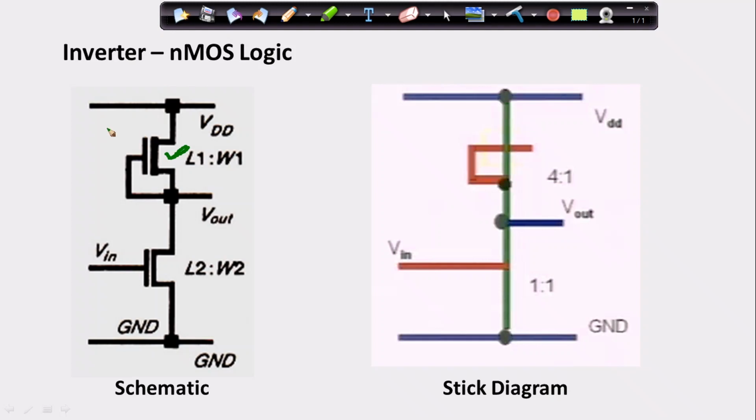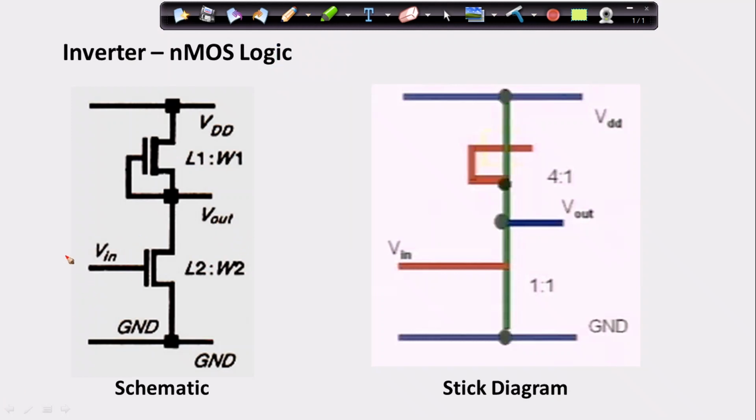Okay, so that is why this will be continuously on, and based on this V in, we are going to check whether our input is 0 or not. Okay, now let us see how actually this NMOS logic is going to work.